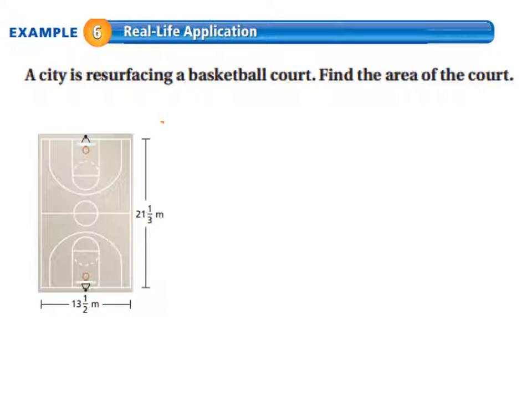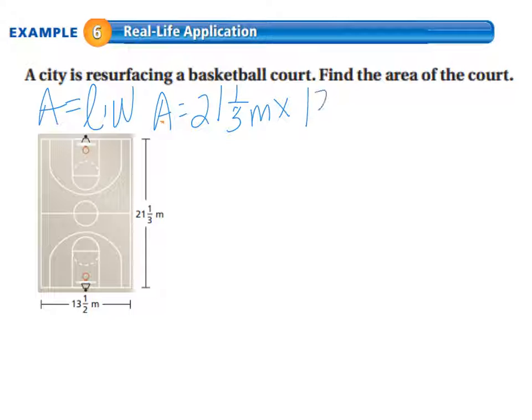Example 6, real-life application. A city is resurfacing a basketball court. Find the area of the court. First step is to remember that the area of a rectangle is the length times the width. In this case, our length is 21 1/3 meters, and our width is 13 1/2 meters.